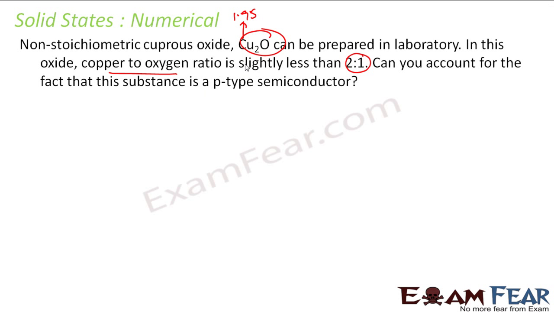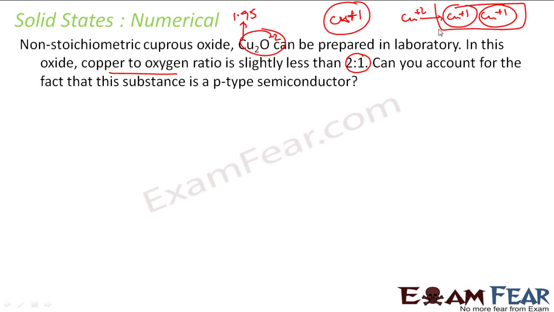See, Cu2O, right? So the charge on copper is plus 1 here, because oxygen is minus 2. Plus 1 into 2 is plus 2, and minus 2 makes it neutral. So copper is plus 1 here. But since the concentration of copper is less than 2, that means there are some copper plus 2 which are displacing this copper plus 1, correct?